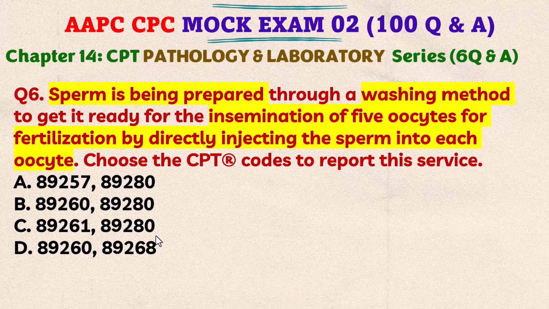So here I have to highlight there are 2 procedures done. One is sperm being prepared using the washing method, and second one is insemination of 5 oocytes for fertilization done. So you have to code for both procedures. Once you look at the answers, all answers are adjacent codes. You can see the first procedure, these adjacent codes. The second procedure, these are adjacent codes. So you can use the elimination method for the exam purpose.